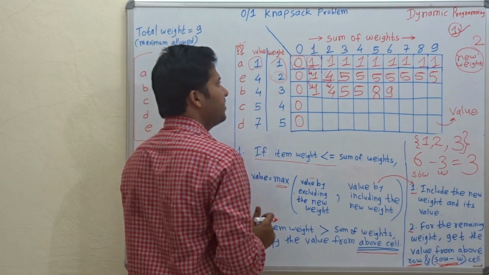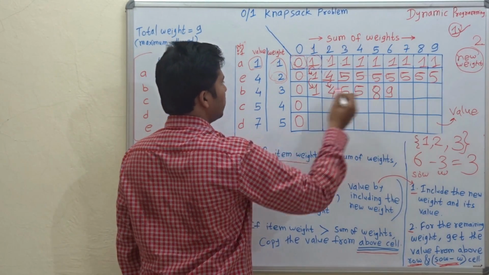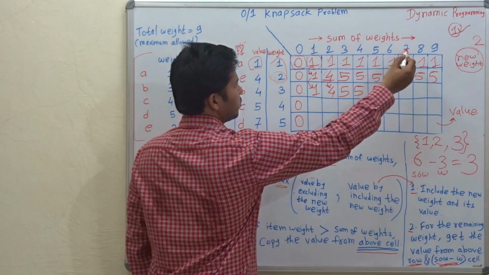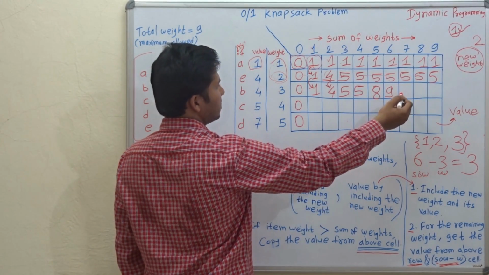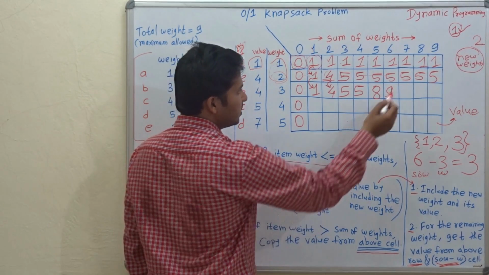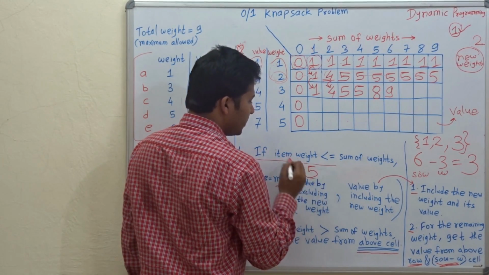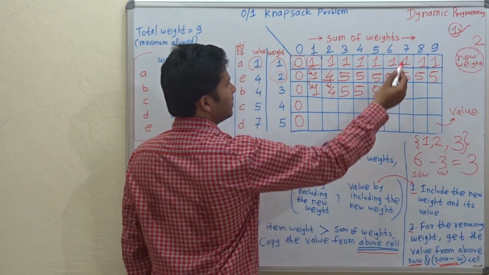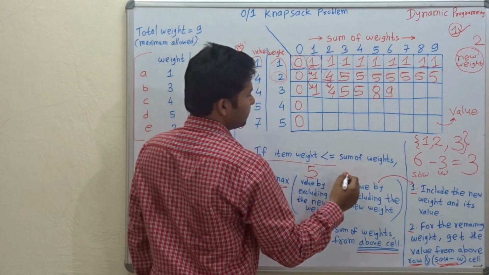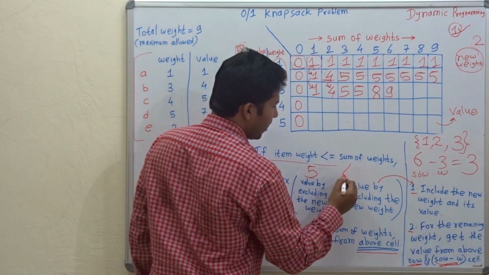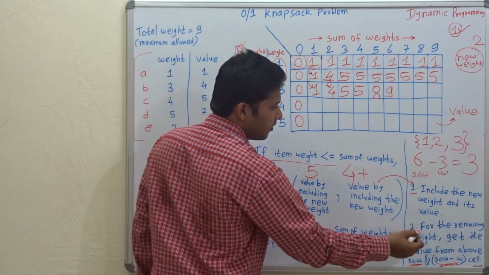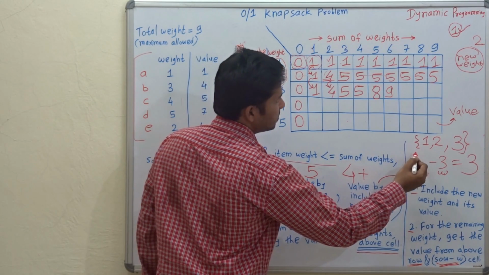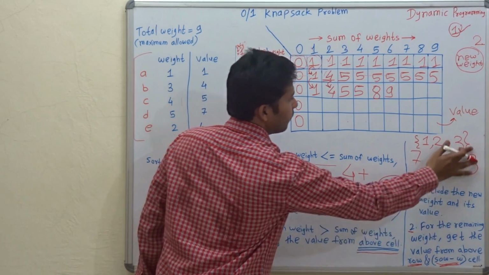So for forming 7, include this weight 3. You just follow these steps. The value by excluding the new weight is the value in the above cell, that is 5. And these two steps: first, include the new weight. If we include the new weight 3, the value we have to add here is 4, plus the value for the remaining weight. The sum of weight is now 7, so 7 minus 3 is 4.